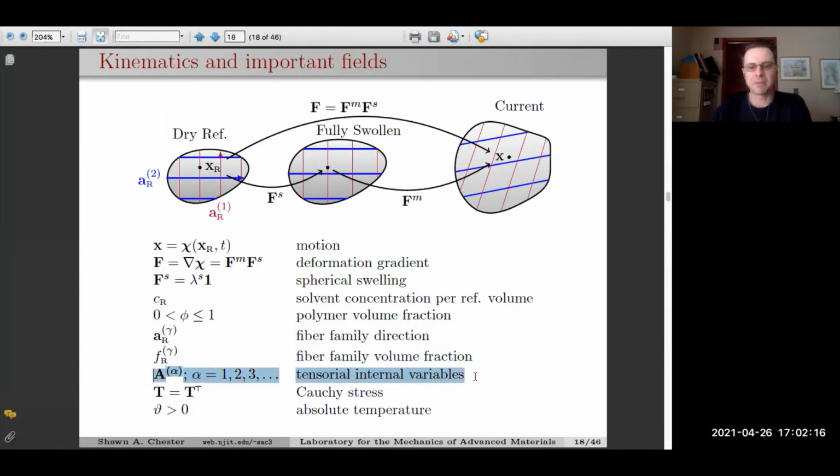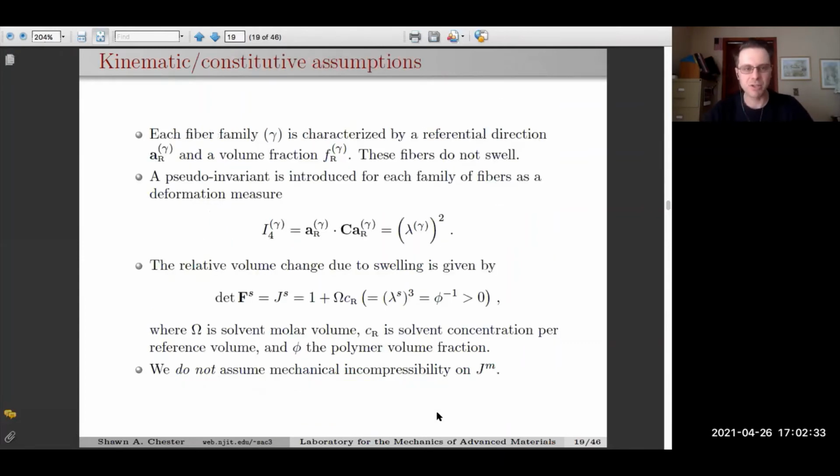For later on, I'm going to have some internal variables. They're tensorial internal variables, and these are going to help characterize the viscous response for us. For me, Cauchy stress is a capital T and absolute temperature a capital theta. So with that in hand, I need to mention what are the assumptions here. And so I'll start with the fibers. Each fiber family has a direction A and a volume fraction.